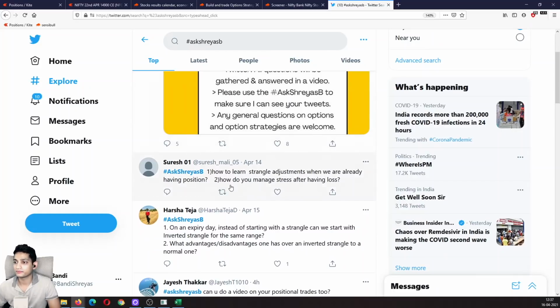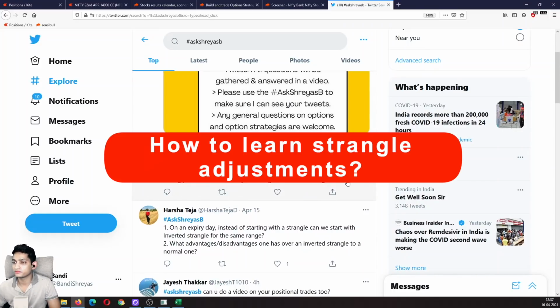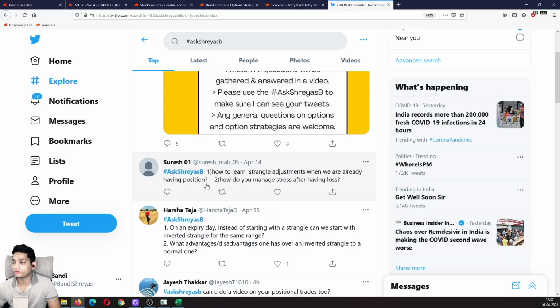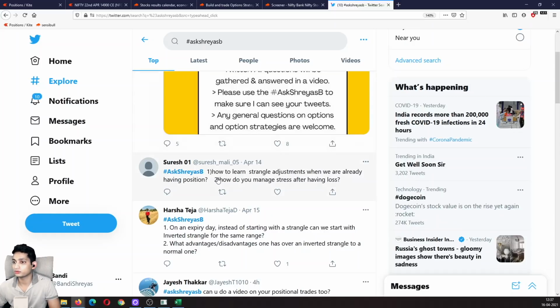Suresh asks how to learn strangle adjustments when we are already having a position. How do you manage stress after having a loss? So before taking a position, you should have a good idea in terms of how to manage it. Otherwise, I hope you're not taking positions without knowing that. Strangle is one of the most basic option strategies, in fact, the most basic option strategy probably, and it basically pays off as long as there isn't too big a move in the market.